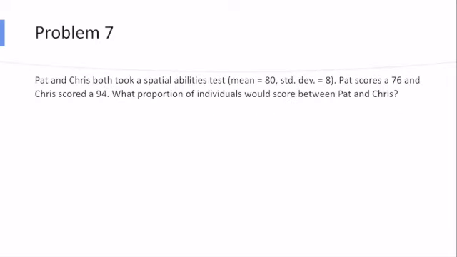All right, for problem 7, Pat and Chris both took a spatial abilities test that has a mean of 80 and a standard deviation of 8. Pat scored a 76 and Chris scored a 94. So what proportion of individuals would score between Pat and Chris? Let's sketch this out.